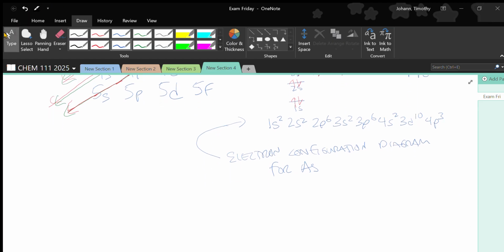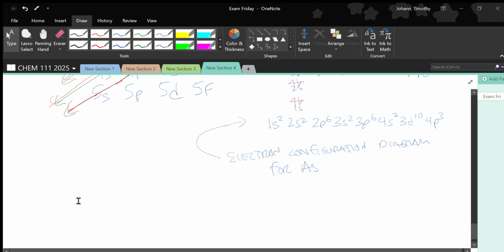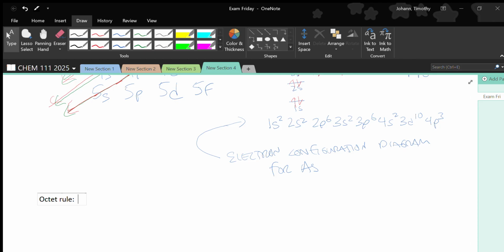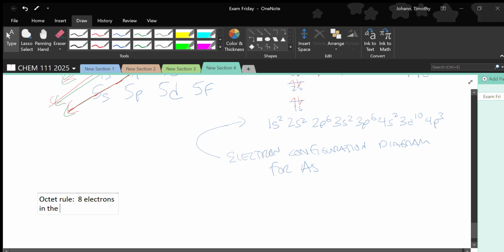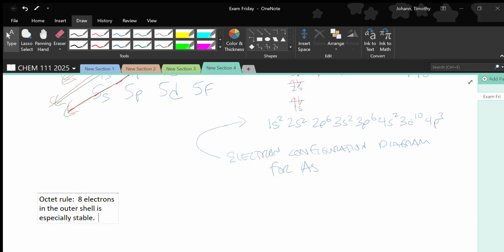All right. Let's talk about the octet rule. And we're going to go back to this. 8 electrons in the outer shell is especially stable. Okay? My other way of saying it is everybody wants to be a noble gas.